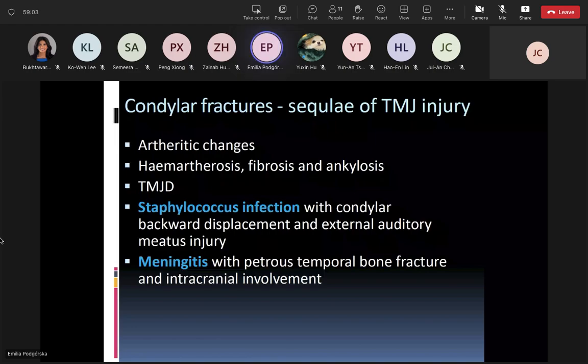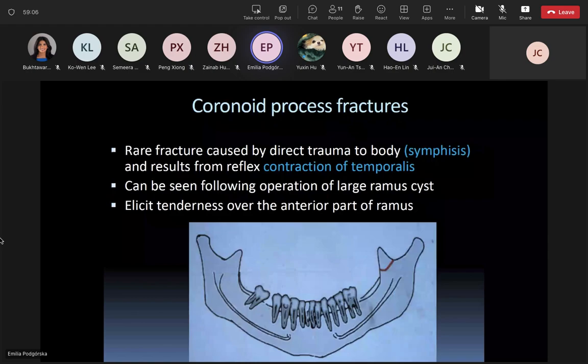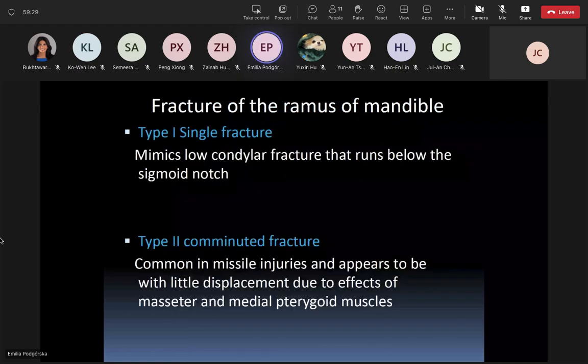Coronoid process fracture results from the contraction of the temporalis muscle, and can be seen following operation of a large ramus, with tenderness over the anterior border of the ramus. Fracture of the ramus of the mandible, type 1: single fracture, a high condylar fracture and one below the sigmoid notch. Type 2: comminuted fracture. Common in medial injuries and appears to lead to displacement due to the effects of the masseter and medial pterygoid muscle.